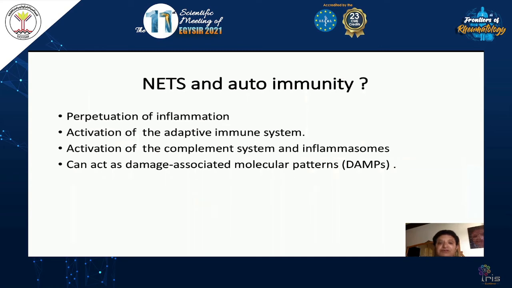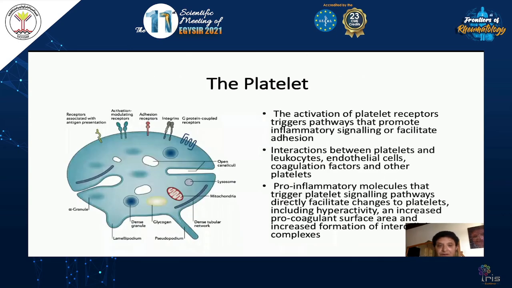What has this to do with immunity and autoimmunity? Immunity we just mentioned. How about autoimmunity? NETs can cause perpetuation of inflammation. They can cause activation of the adaptive immune system, as in lymphocytes. They can activate the complement system and the inflammasomes. And inflammasomes are important for pyroptosis, which is one form of cell death dependent on caspase-1. And they can act as damage-associated molecular patterns on their own, not only for innate immunity, but also for inflammation.